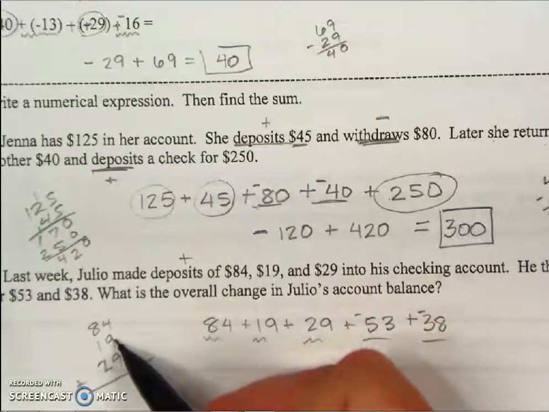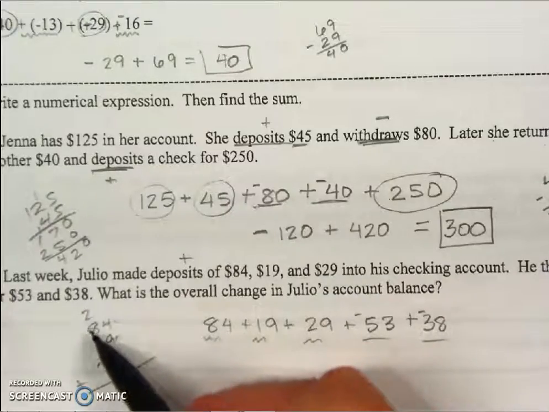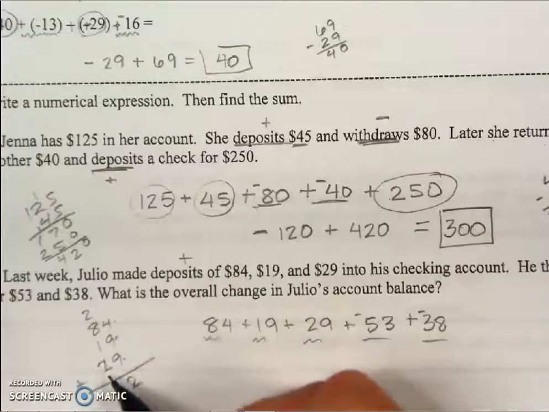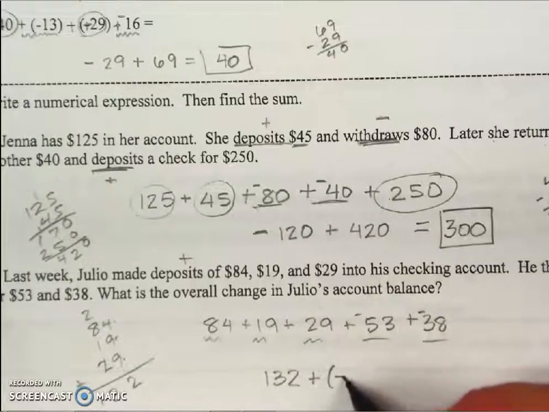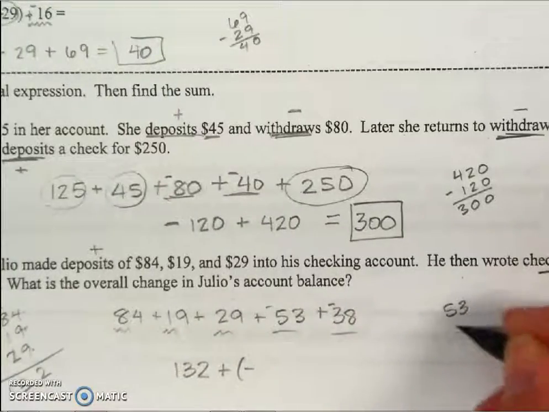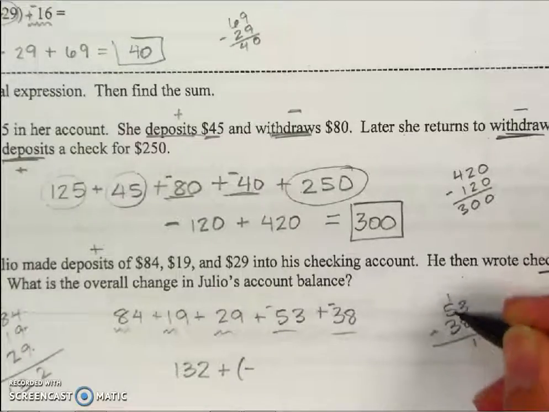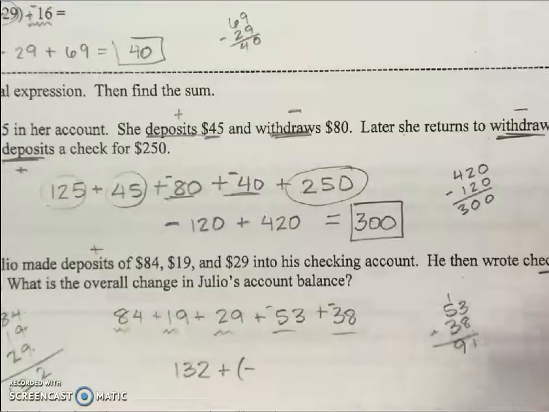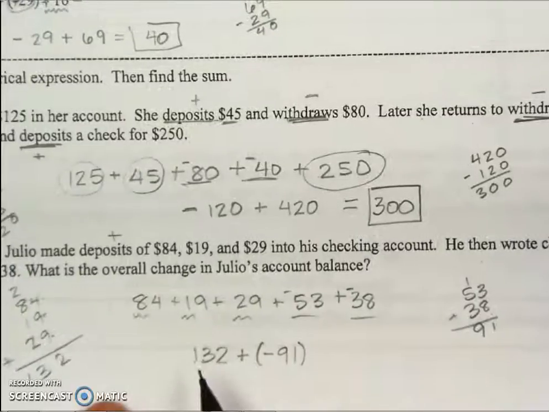So let's think. 9 and 9 is 18. 18 and 4 is 22. Carry the 2. 8 and 2 is 10. Plus 1 is 11. Plus 2 more is 13. So that means I have 132 for the positives. Plus negative, over here on this side, we combine together all of our negatives. 53 and 38 combined together. 8 and 3 is 11. Carry the 1. 5 and 3 is 8, plus 1 is 9. So that means I'm taking out $91 from that account. So we have 132 positives, 91 negatives.